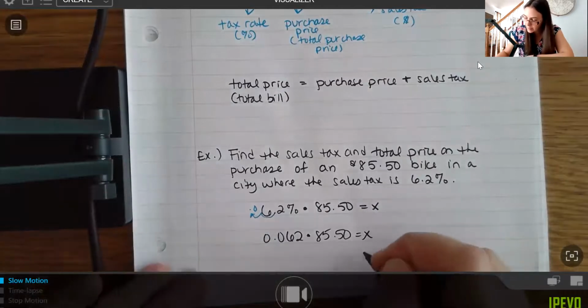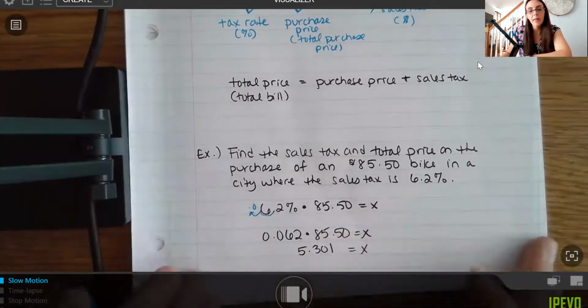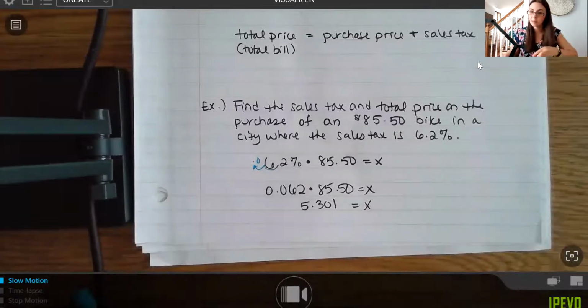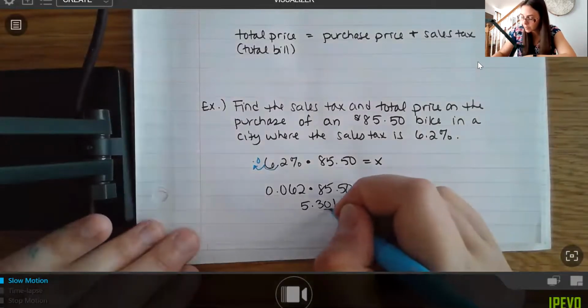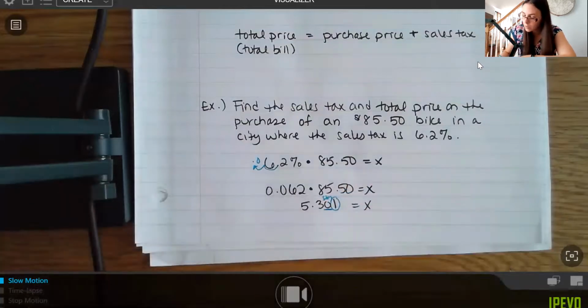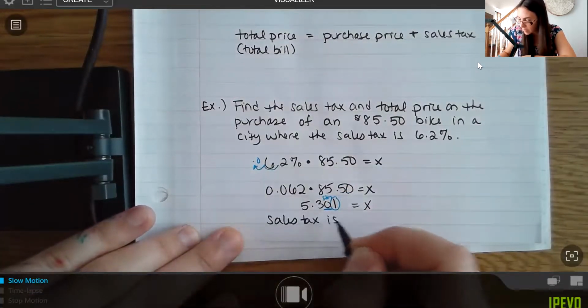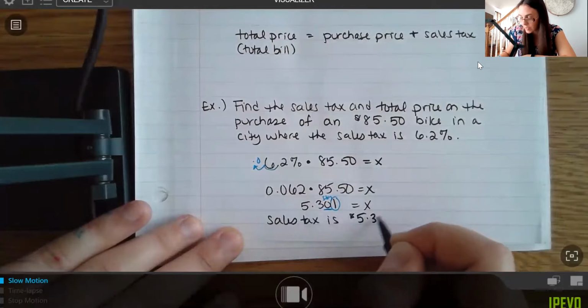And what I get is exactly 5.301. Now remember that for money, we typically round to 2 decimal places. So here would be my 2 decimal places. The 1 is small, so the 0 is going to stay. So your sales tax is $5.30.